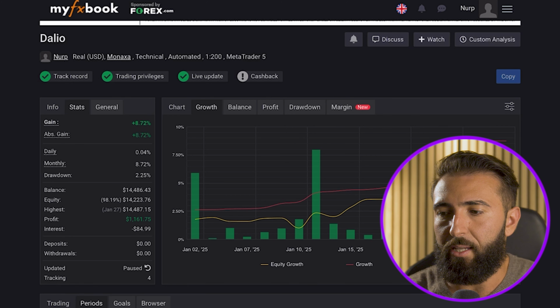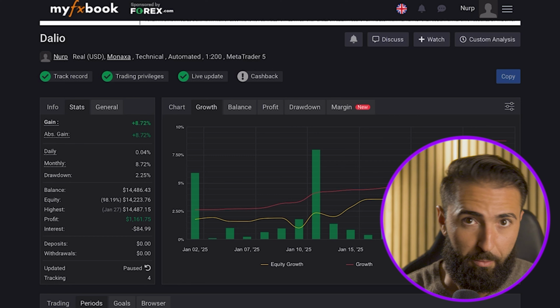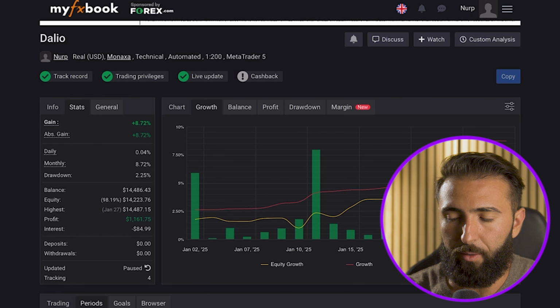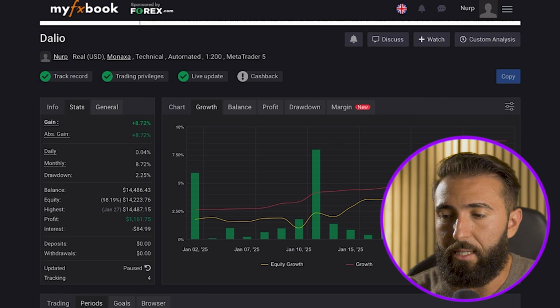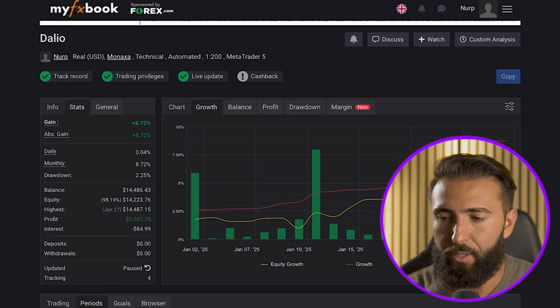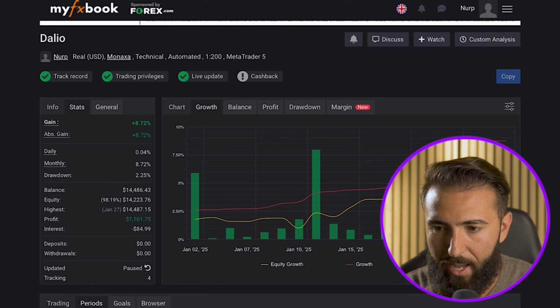The yellow line is the unrealized curve, what I like to call it. It's really the equity curve. So it's all unrealized drawdown and unrealized profits. And the red is the actual account balance. So this is what has reflected inside of the account.